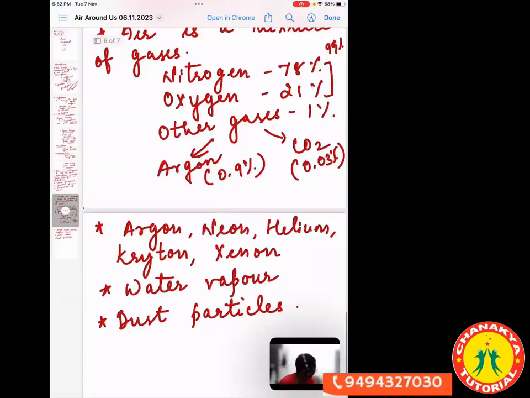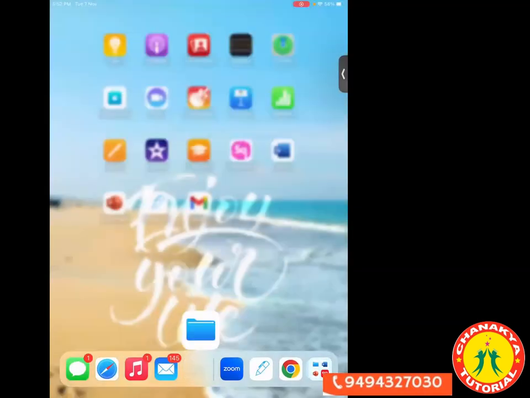So then we have discussed the other gases also, like argon, neon, helium, krypton, xenon. They are present in 0.9%. Apart from this, we have the water vapor and the dust particles, which are present in the air.